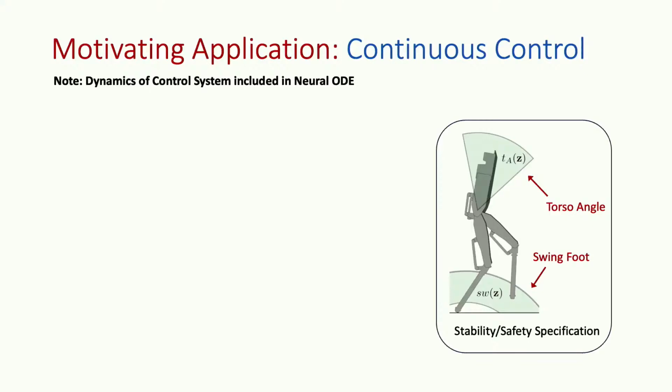But let me tell you about the motivating application, why we even studied all this in the first place. The motivating application is in continuous control, where we want to model the controller using a neuro-ODE. And then we want this controller to make sure that the robot, in this case a biped, never leaves an unsafe set in its state space. So for example, its torso angle never leaves a certain set, and the swing foot, as it's walking, never leaves a certain set in the state space. It's known from domain knowledge that if you can guarantee these things, then it implies indefinite walking forever into the future under a bounded set of perturbations.